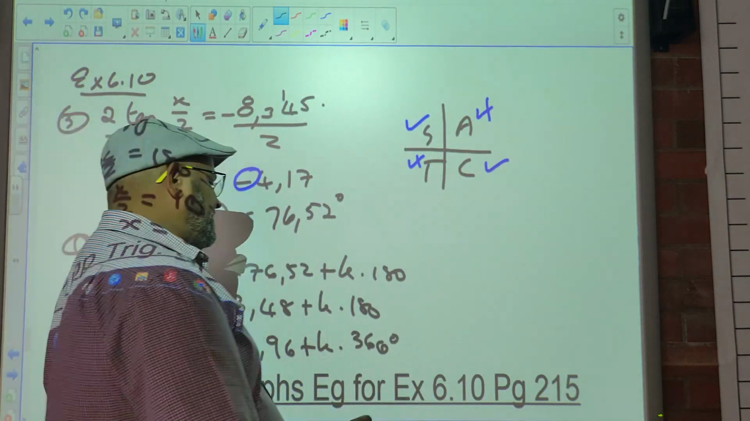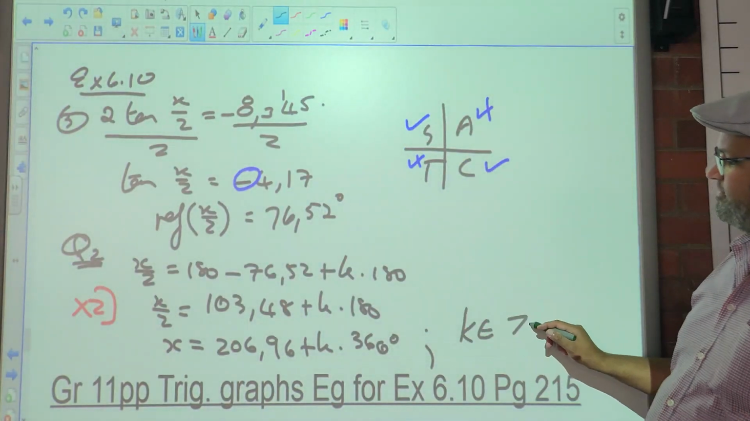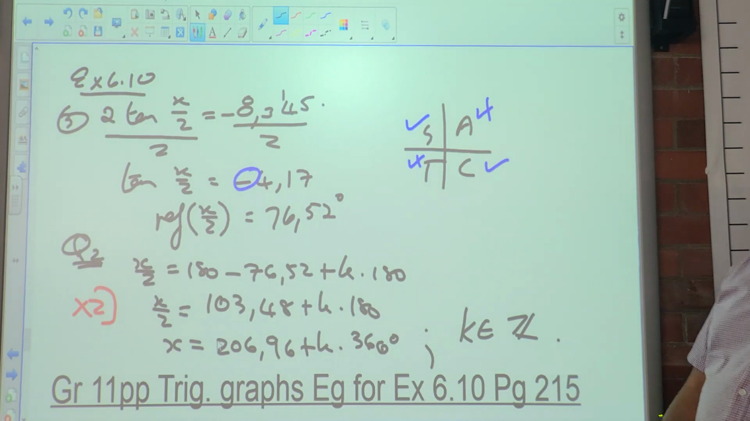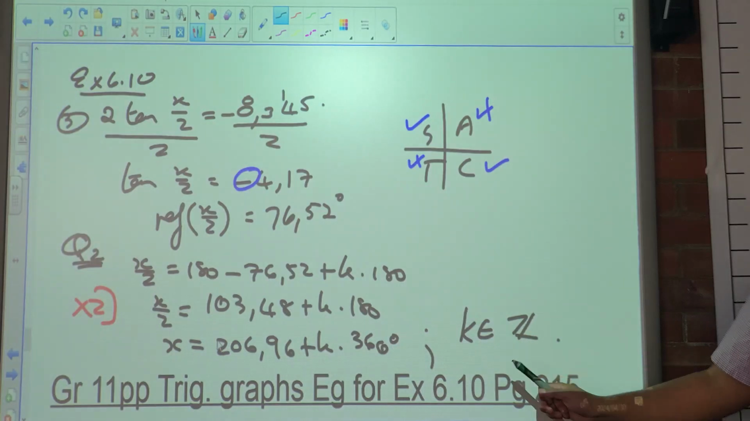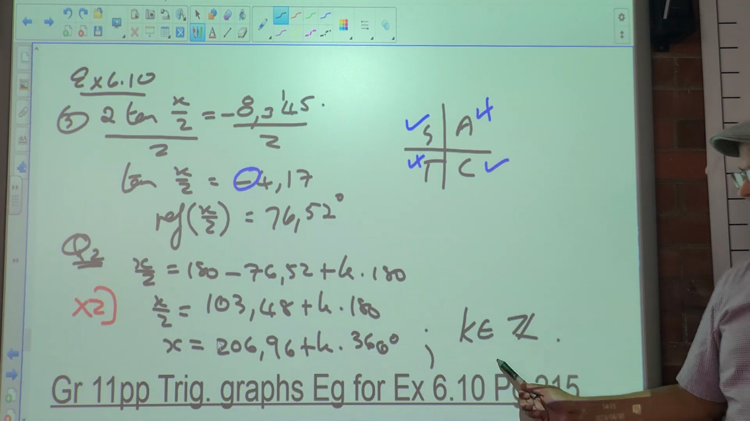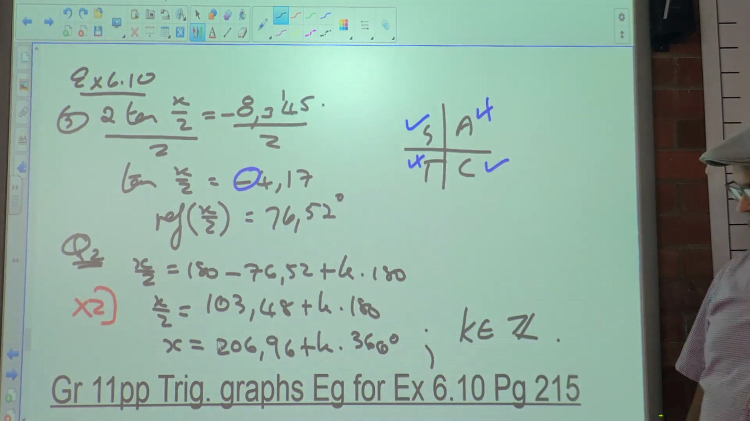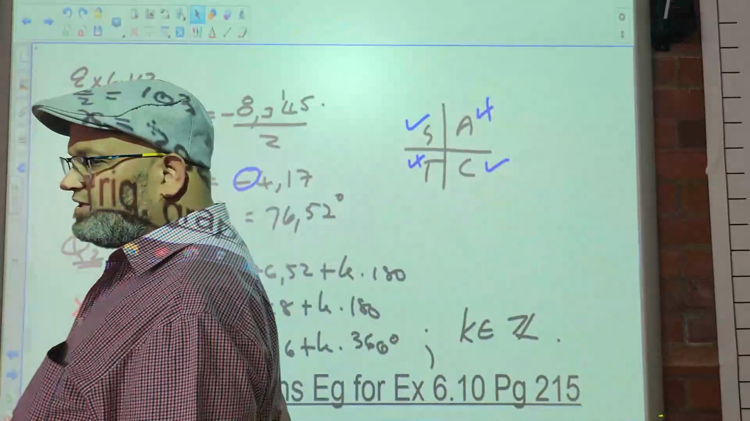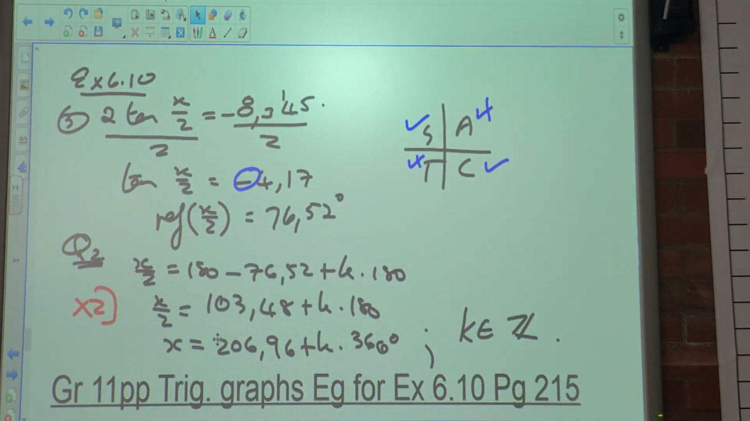What must I not forget? Otherwise I'll be losing a mark. k is an element of integers. This is one thing that will penalize you heavily. If you leave that out, you're going to lose the mark. And if I don't write it, remind me, and please take the mark off me, okay? Because in the final grade 12 exam, when we mark, we penalize them.